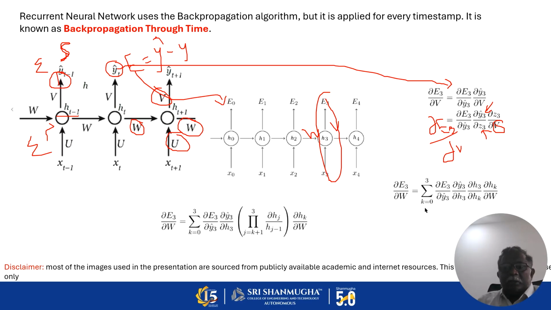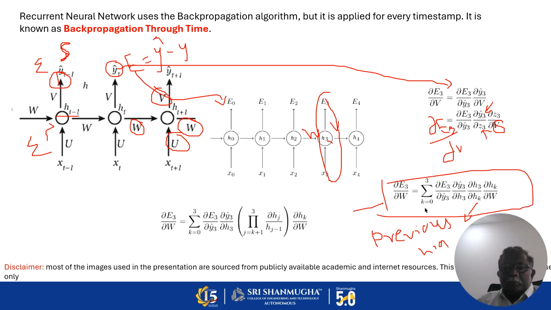So if you look at this time step from K0 to K3, we have ∂E3/∂ŷ3, and again ∂ŷ3/∂h3, and then again ∂h3/∂hk. This k represents all the previous hidden states, so this depends on the previous hidden states. Then ∂hk/∂W. So this can be written this way.